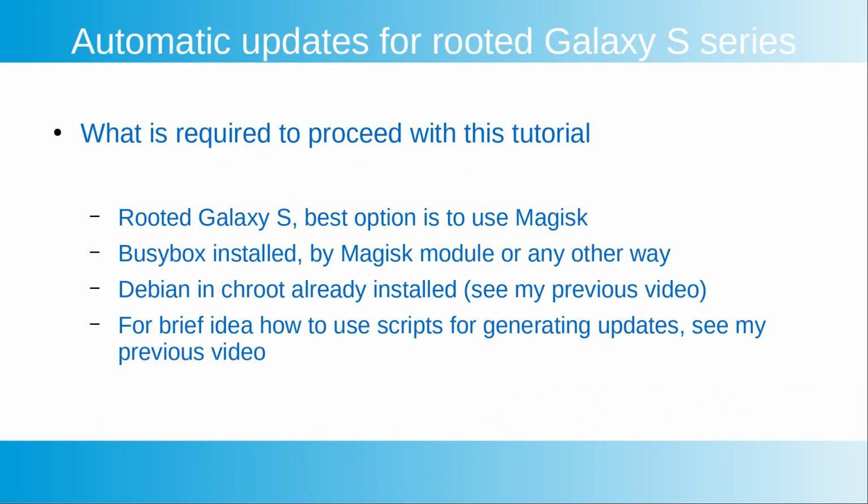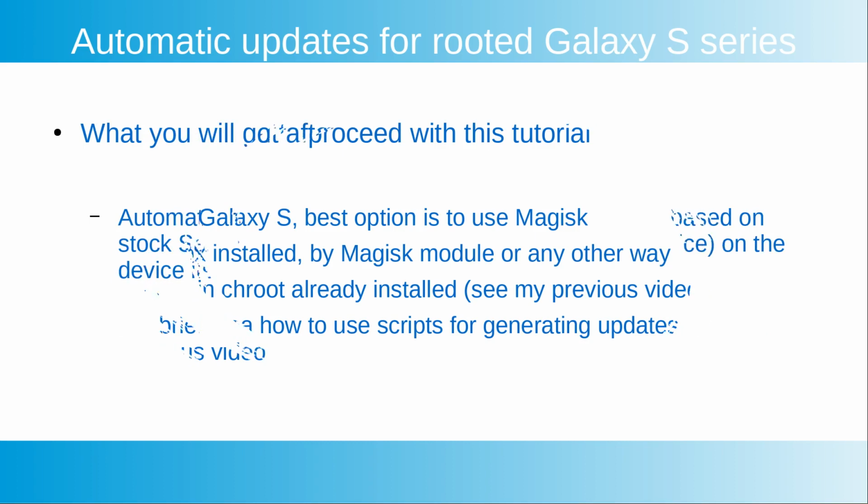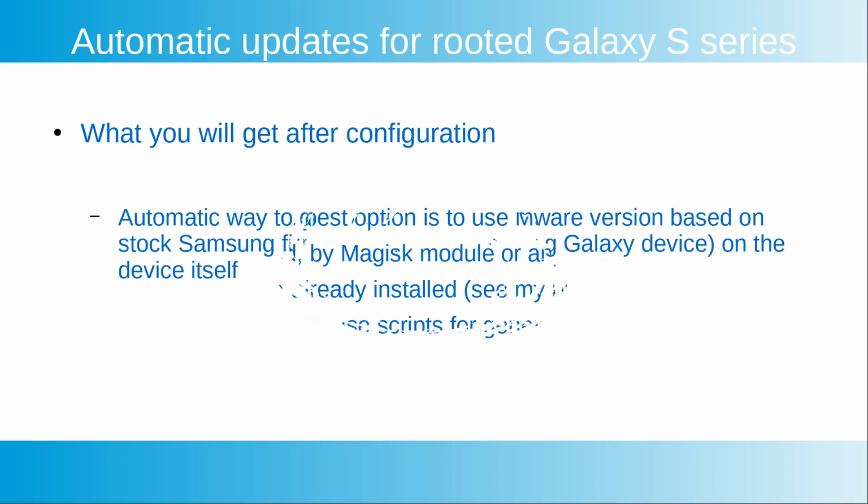So let's start. What we will need to proceed with this tutorial: a rooted Galaxy S series device. The best possible option is to use Magisk. Of course, BusyBox installed by a Magisk module or any other way. Debian chroot, which I've already talked about in my previous video. And for a brief idea of how to use scripts for generating updates, see my previous video also.